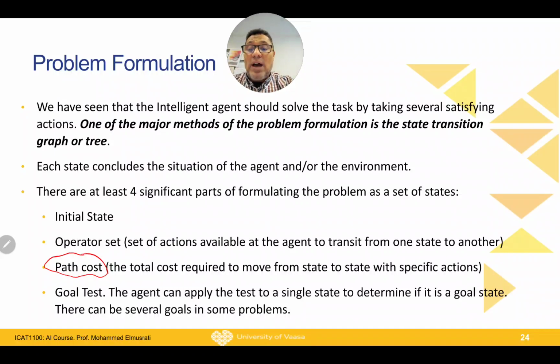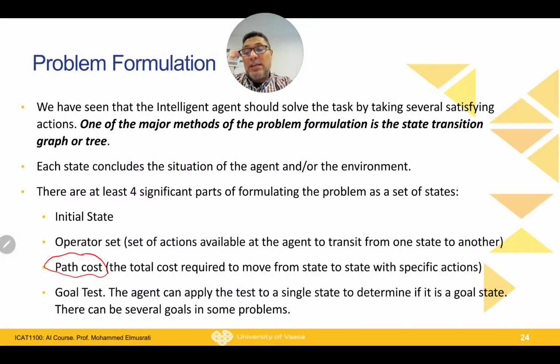Okay, and finally is the goal test. Of course, the intelligent agent needs to achieve some goal, as we mentioned before about the vacuum cleaner, which needs to clean the room, for example. So the goal is to clean the whole room, for example. So we have the goal test. Sometimes we have one goal, and sometimes we have multiple goals in the problem. Not necessarily are all goals the same. Some goals can be better than others. In that sense, finding the optimal goal can also be a problem.